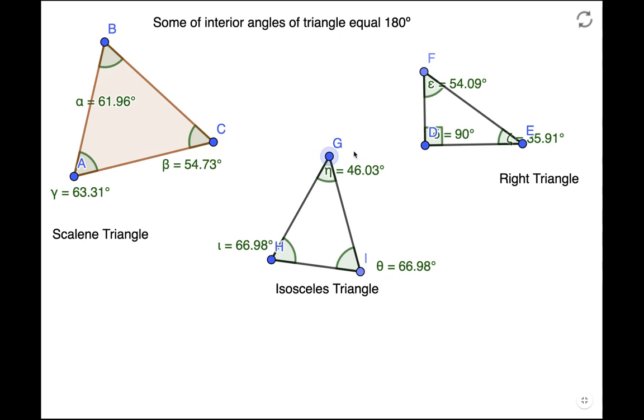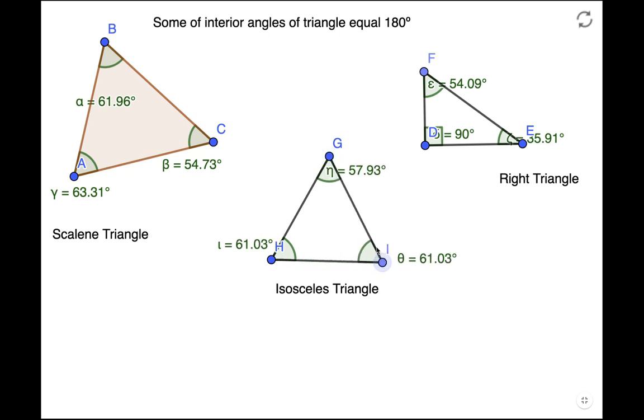Well, what we would do then is take the 46.03, subtract it from 180, and then divide by 2. And we would get these two angles. Because remember, these two have to be the other portion of the 180, and they're equal in size. So 180 minus the 46.03 divided by 2 would give us 66.98 for the other two angles.